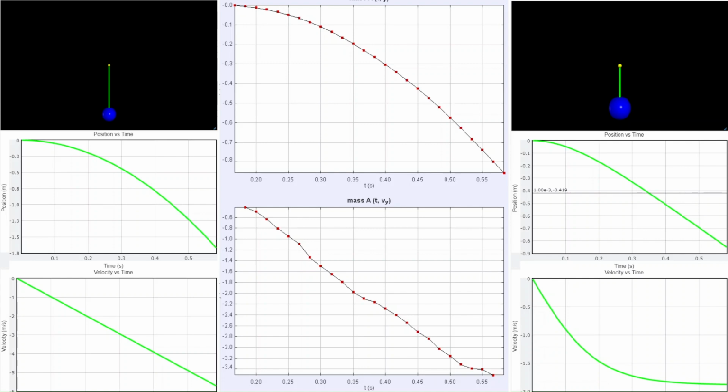For the coding, this was just using basic velocity update and position update equations. And then for the drag version of the simulation, using the formula given for drag to account for that in the sum of the forces.